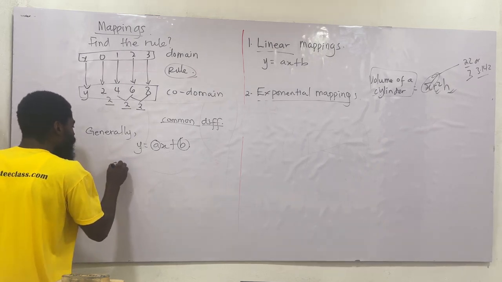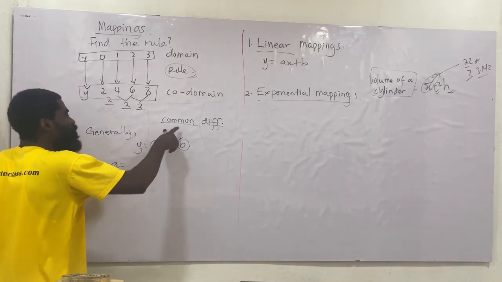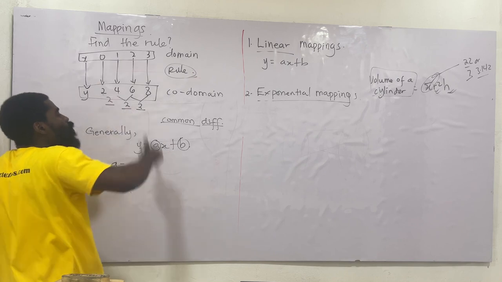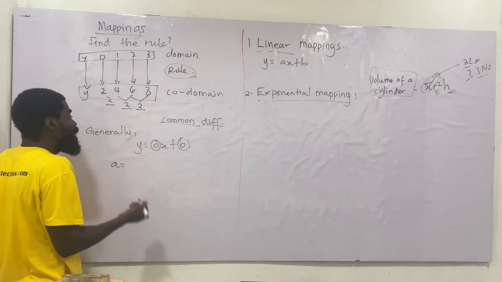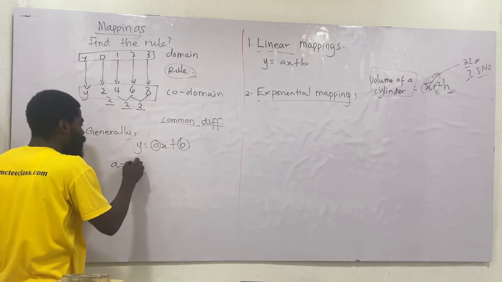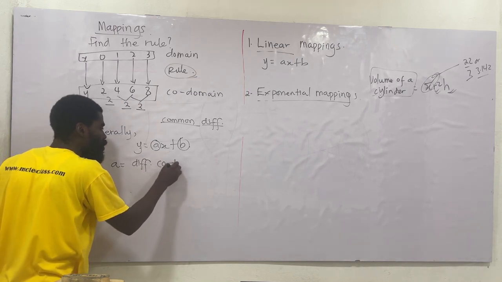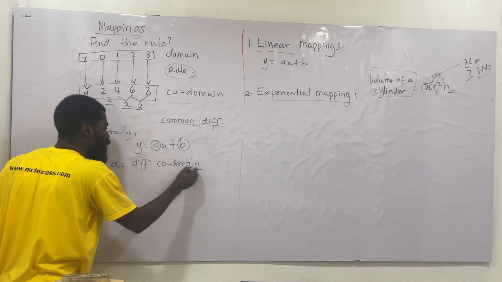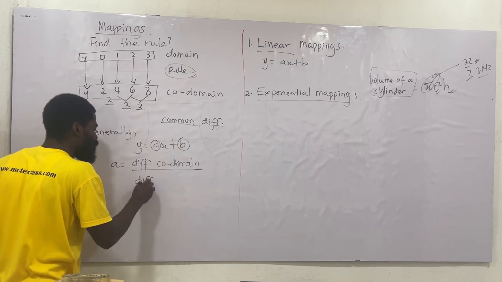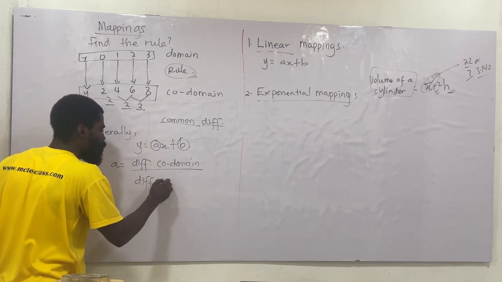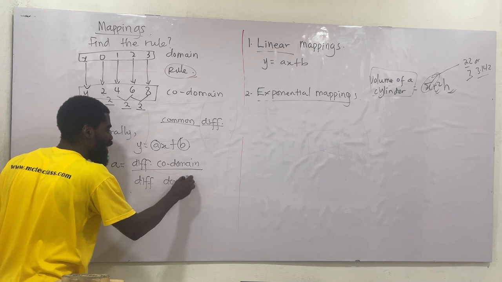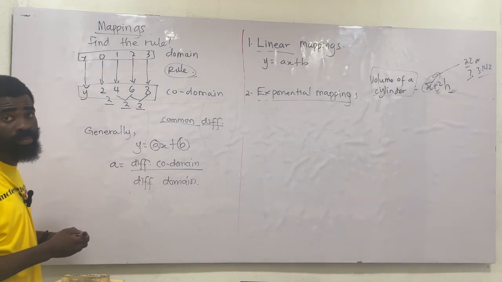Now, to find a is very simple. A is the difference in the codomain over the difference in the domain. Now that we know it's linear, we say A equals what? The difference in the codomain over the difference in the what? In the domain. So this is how we get A. Very simple, man.